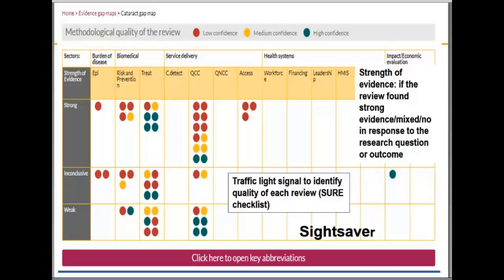And so site savers use the SURE checklist to critically appraise the included reviews and decide whether they're high confidence or low confidence. The other thing they do in this map is to say whether the evidence supports the intervention, if there's an effect or not. So you see down the left-hand column, it says strong, inconclusive, and weak. So that's where the review concludes there's weak evidence of any effects, inconclusive evidence of effects, and strong evidence of effects.